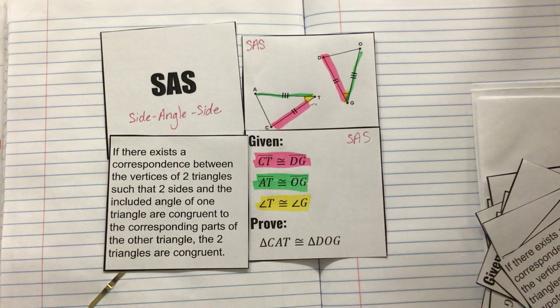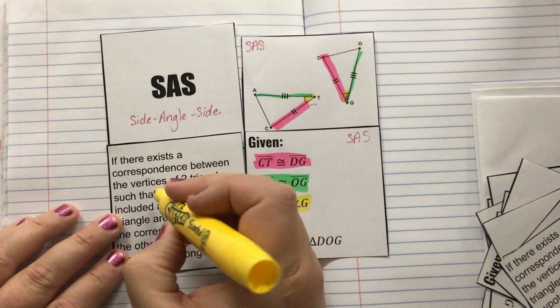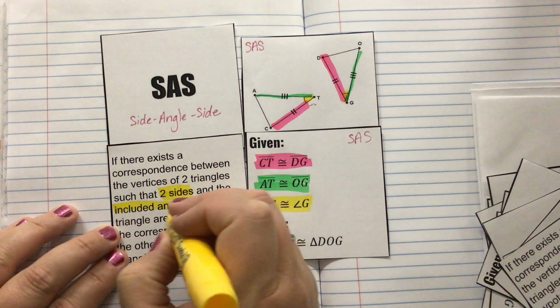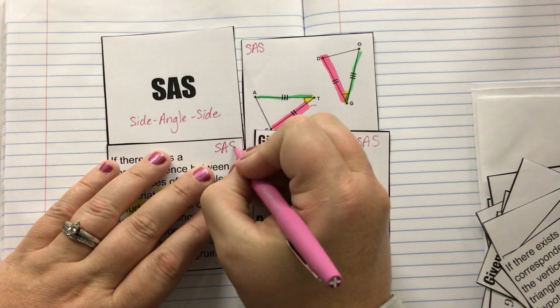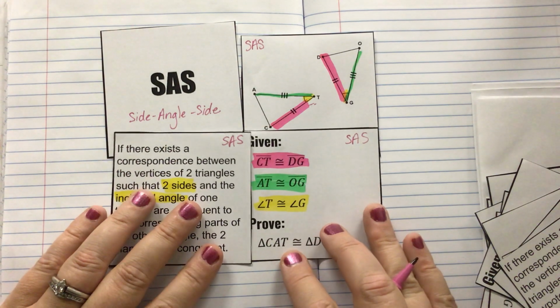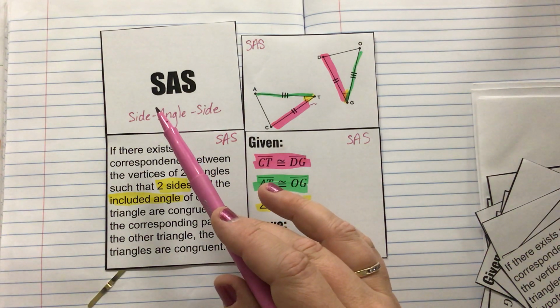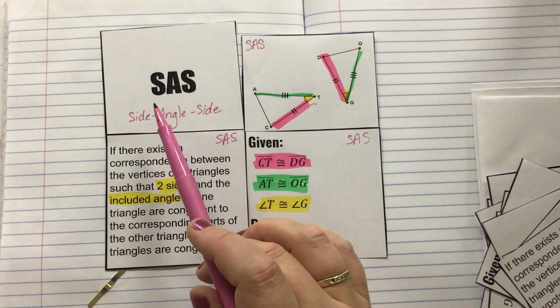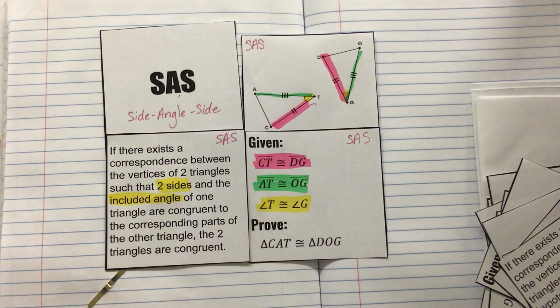Should have this one. So again, keywords here in this concept. It says if there exists a correspondence between the vertices of 2 triangles such that 2 sides and the included angle of one triangle are congruent to the corresponding parts of the other, the 2 triangles are congruent. So again, this is another side angle side card. So this is the wording behind this particular method. Okay, again, this is called side angle side. You have 2 pairs of sides congruent and the pair of included angles congruent.